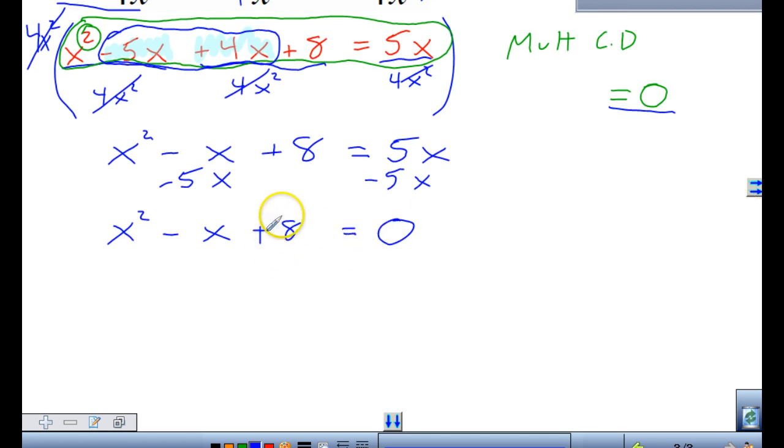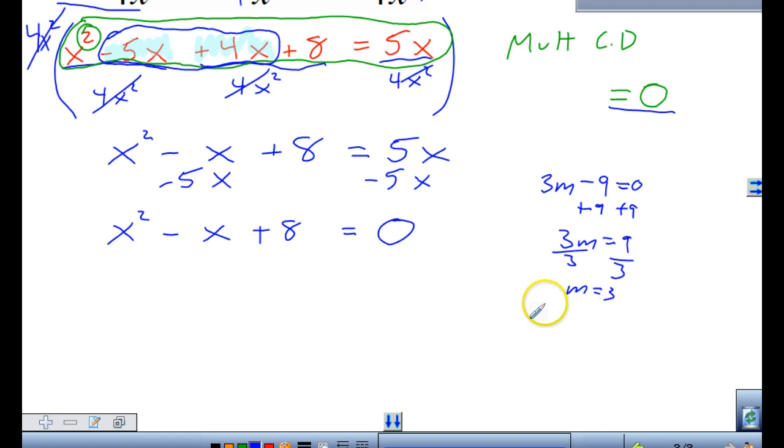Again, I mentioned the first one is something straightforward, something linear, like 3m minus 9 equals 0. You get the numbers and variables on different sides, 3m equals 9, divide by 3, and you get your answer. That's for linear, no squared. But when you have squareds, you have to ask, what two numbers multiply to 8? Oh, 6. Very good. And add to negative 6.